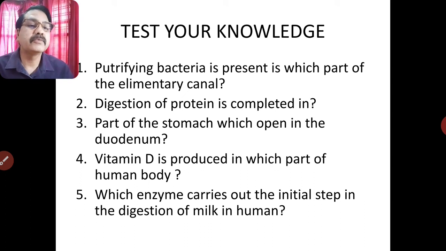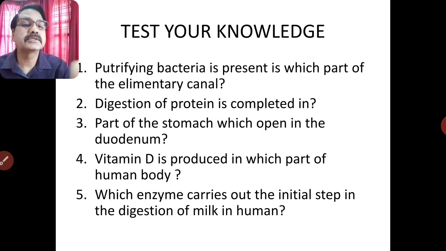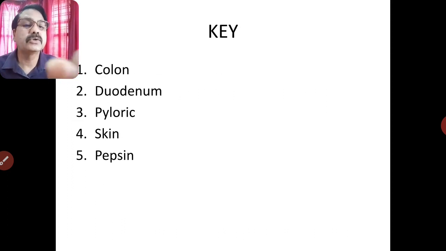The part of the stomach which opens into the duodenum, you can see the answer, is pyloric. And vitamin D is produced in which part of the body? That is the skin. You can see here skin is there. And the enzyme which carries out the initial step in the digestion of milk in humans is called pepsin.